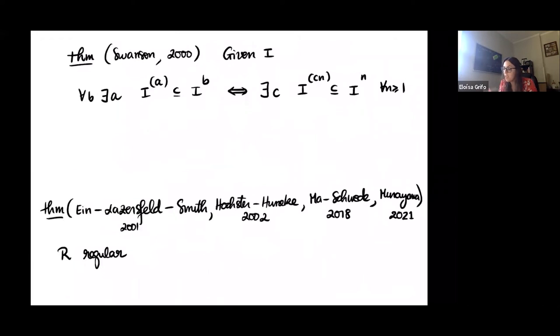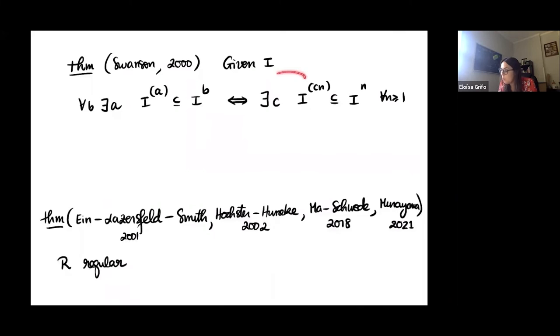It's going to tell us, over a regular ring, what is this constant C from Swanson's theorem? So what is the Swanson constant that is going to appear for regular rings? And for that, I need a definition so I can write the theorem. I need to tell you what the big height of an ideal I is.